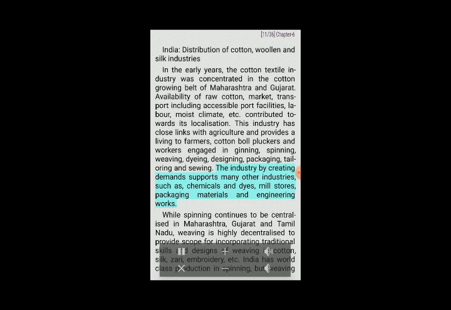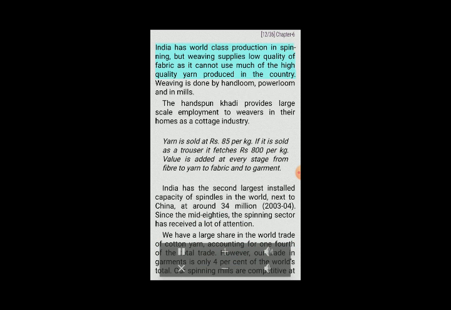The industry, by creating demand, supports many other industries, such as chemicals and dyes, mill stores, packaging materials and engineering works. While spinning continues to be centralized in Maharashtra, Gujarat and Tamil Nadu, weaving is highly decentralized to provide scope for incorporating traditional skills and designs of weaving in cotton, silk, zari, embroidery, etc. India has world-class production in spinning, but weaving supplies low quality of fabric as it cannot use much of the high-quality yarn produced in the country.